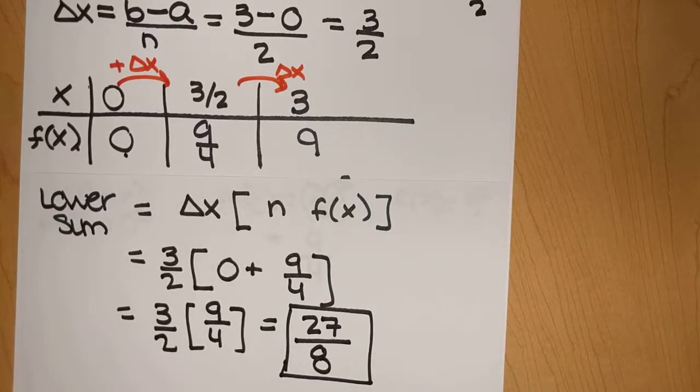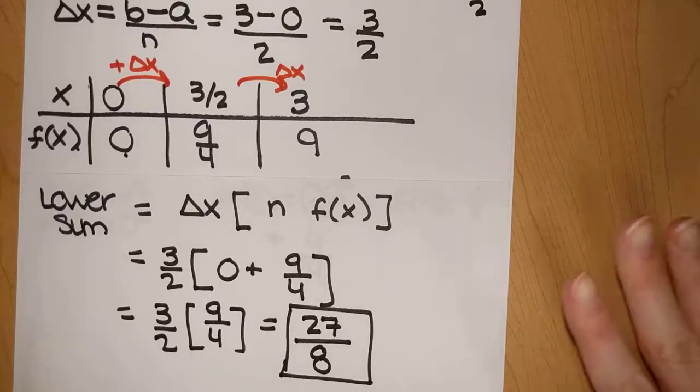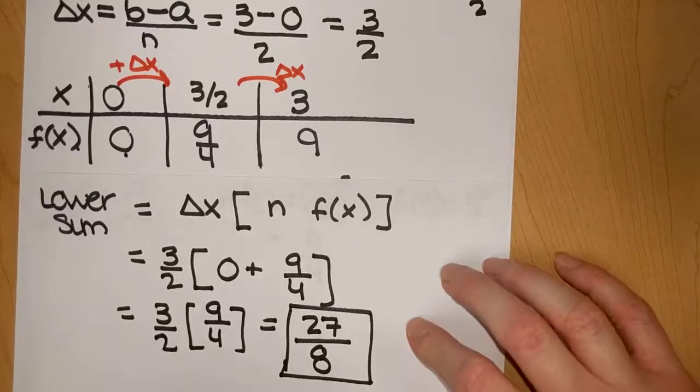Now, while we are at it, let's just go ahead and find the lower sum, upper sum has changed. So let's just call that a day at number 2. Number 2, your answer should be 27 over 8.